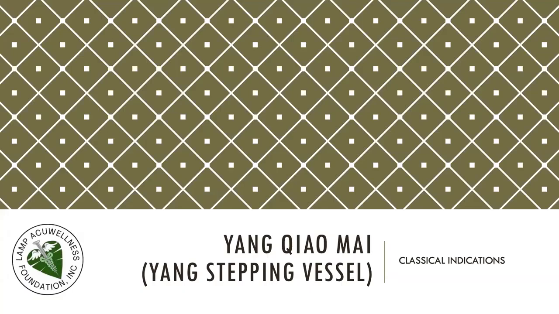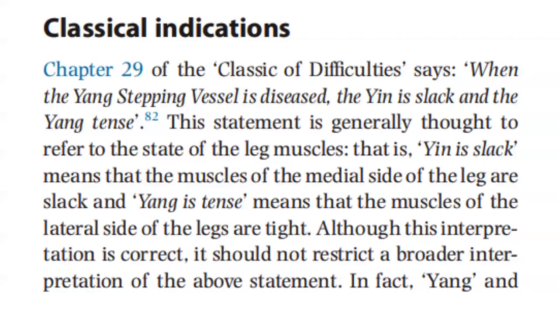Let's discuss classical indications of the Yang Qiao Mai or the Yang stepping vessel. Chapter 29 of the Classic of Difficulties says, when the Yang stepping vessel is diseased, the Yin is slack and the Yang tense. This statement is generally thought to refer to the state of the leg muscles. That is, Yin is slack means that the muscles of the medial side of the leg are slack, and Yang is tense means that the muscles of the lateral side of the legs are tight.